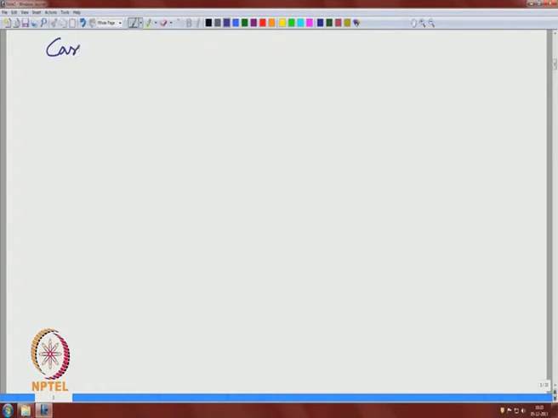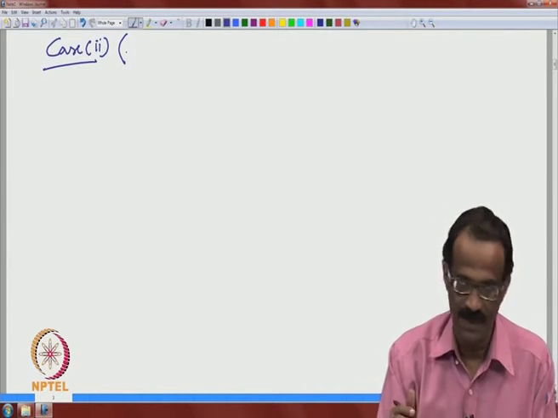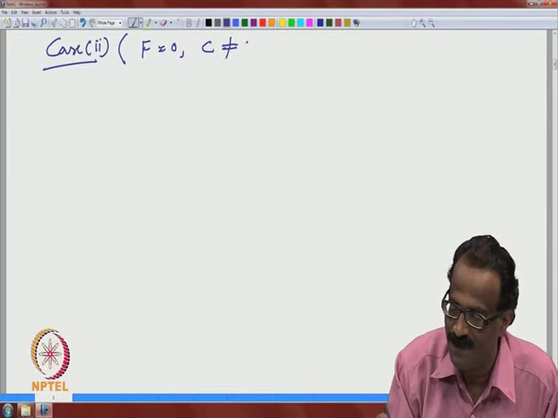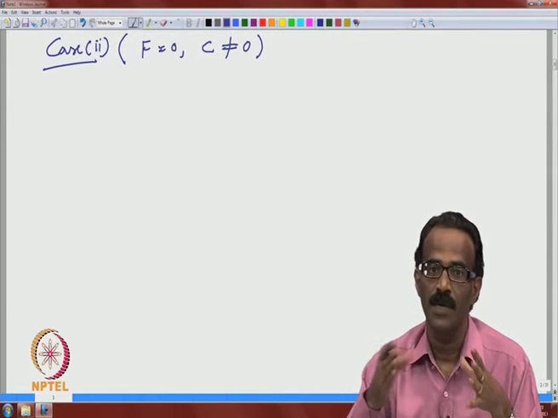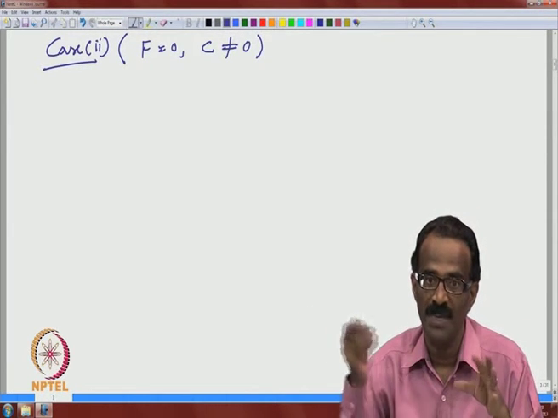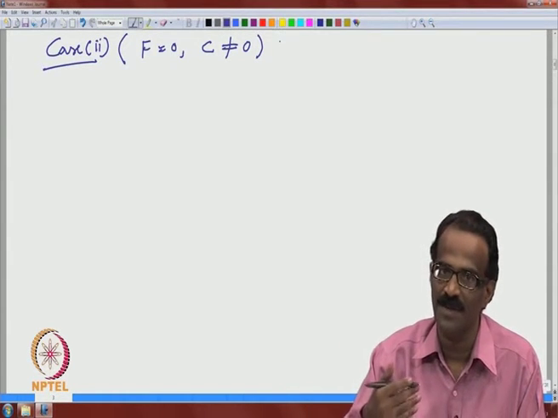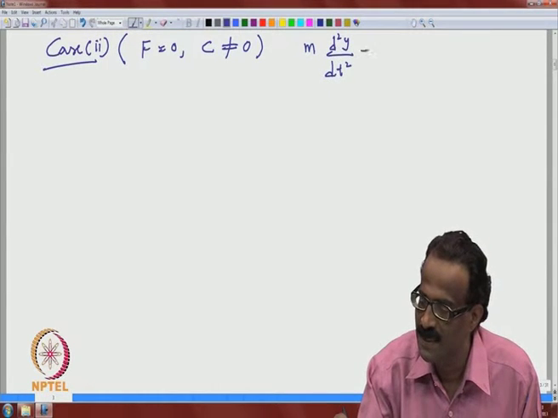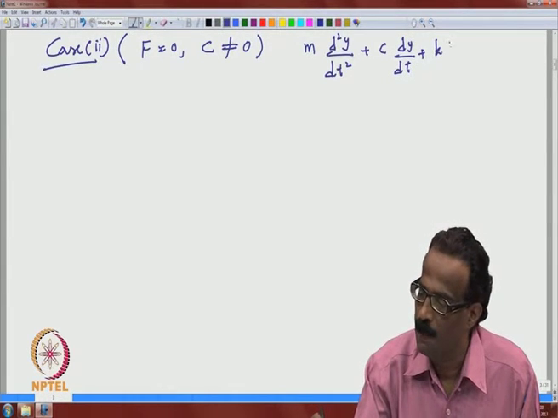From the solution you understood. In case 2, you are still taking the situation with f equal to 0, but c not equal to 0. How does the equation look? There is no external force coming to the system, but you are putting in damping, for example by putting it in oil, or in other mechanical systems you add damping. So, you will have this equation: m d square y by dt square plus c dy by dt plus k y equal to 0.